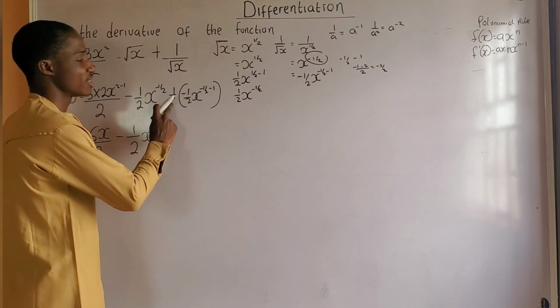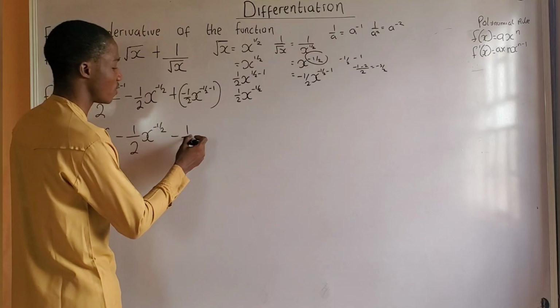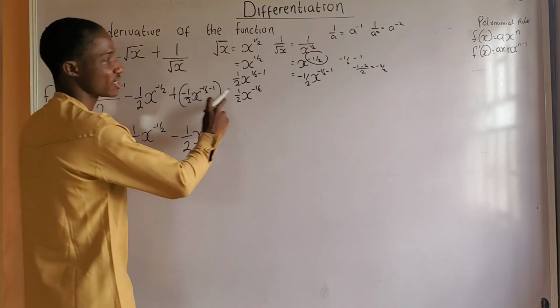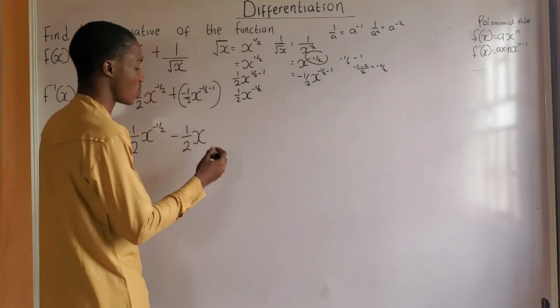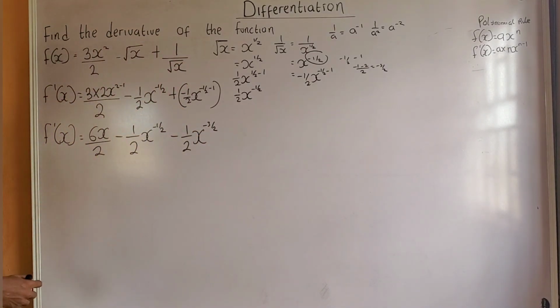Now, this negative sign is going to affect this positive sign. So I'm going to have minus 1 over 2 x raised to the power of, now, negative 1 over 2 minus 1. That is what? Negative 3 over 2. So I'm going to have minus 3 over 2 here. Are you getting it? Okay, we are not done. We can still simplify further.